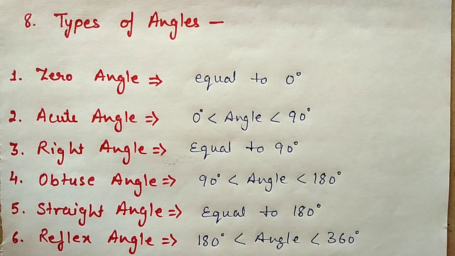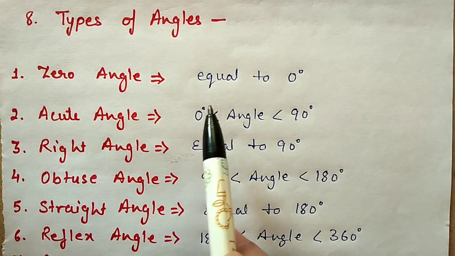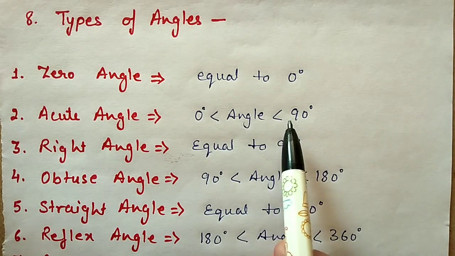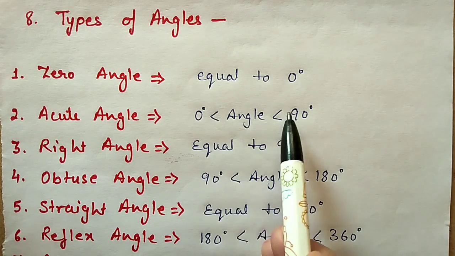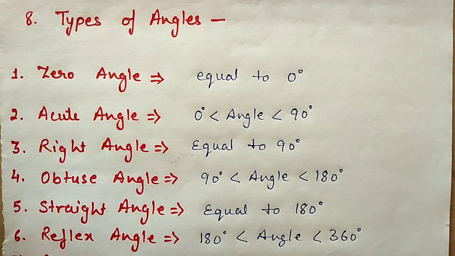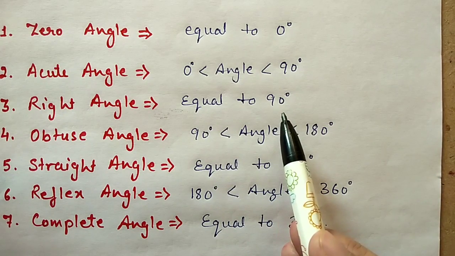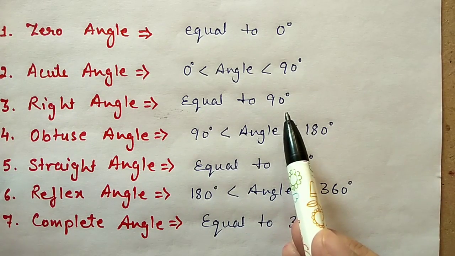Next we have types of angles. The first type is zero angle. The angle which is equal to 0 degree is called a zero angle. The second one is acute angle. The angle which is more than 0 degree but less than 90 degree. So after 0 and before 90, all the angles are called acute angles. Third one, right angle. An angle which is exactly equal to 90 degree is called a right angle.